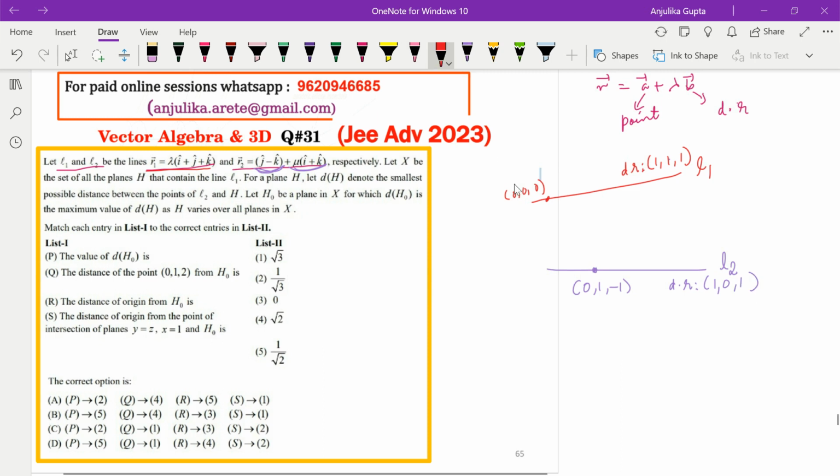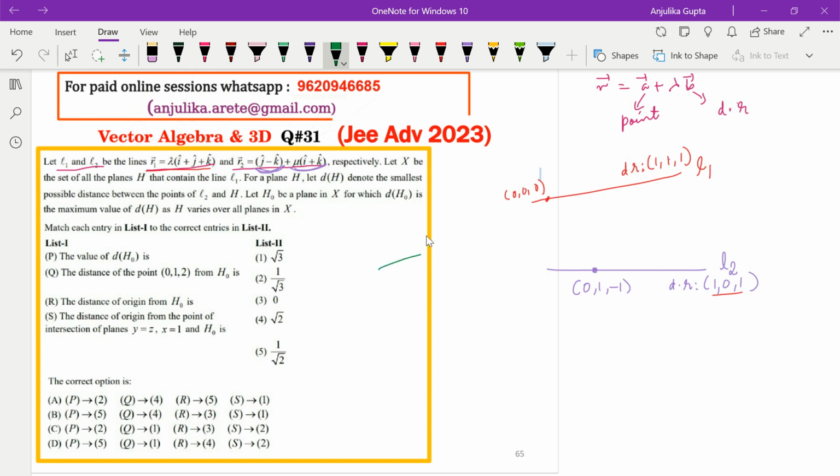Now, before reading further, can you see that these two lines are not parallel, because the direction ratios are different? Moreover, they are skew lines. They are not going to meet either. These are 3D lines, so don't assume that these are 2D lines. The lines which don't meet each other, we call them skew lines.